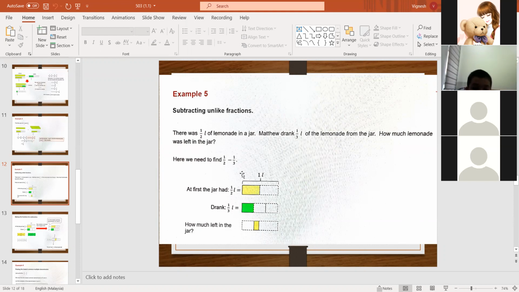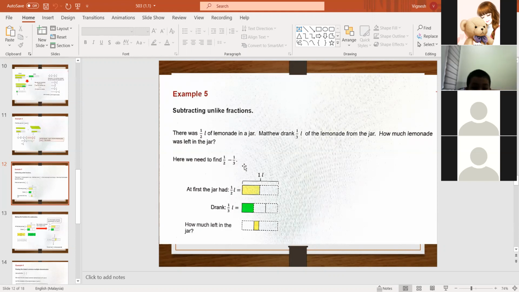So that means we need to subtract. Subtract means we need to minus. It's the same concept actually, but the only difference is plus and minus. You have to add up or you have to minus. That's the difference, but the concept is the same. Okay, so 1/2 minus 1/3. How do we make the denominators equal? You have to cross multiply, correct or not?